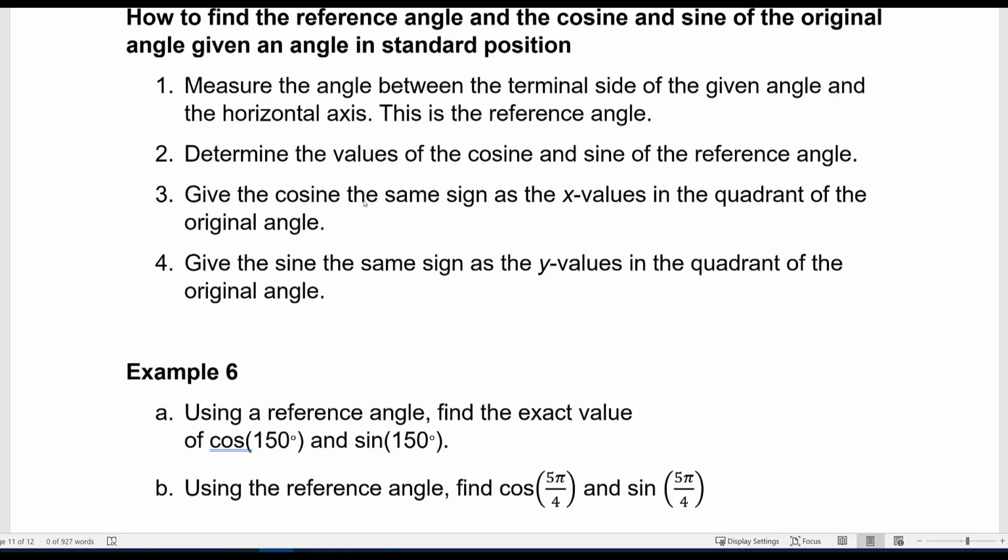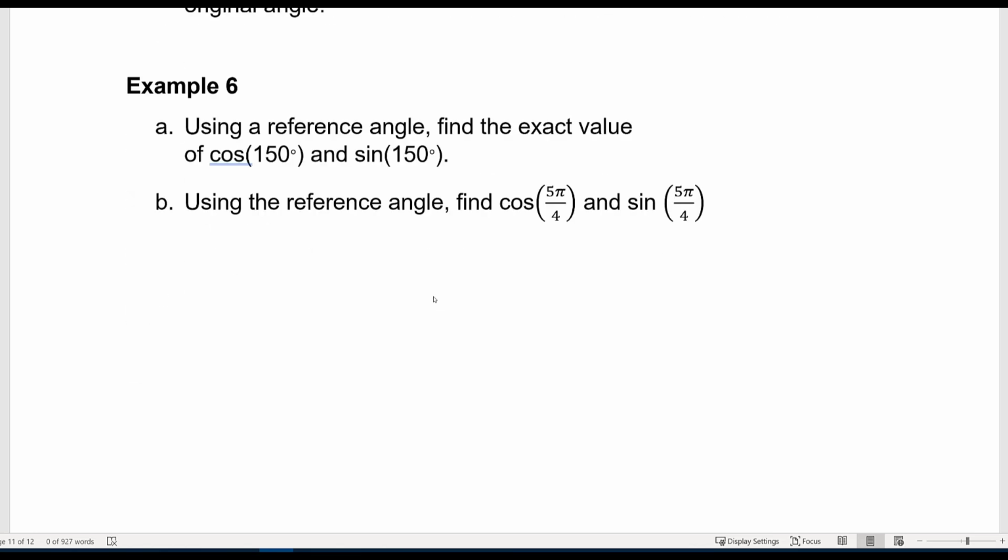Give the cosine the same sign as the x values in the quadrant. So if x is positive, it's positive; if negative, it's negative. And give the sine the same sign as the y values in the quadrant. So here we go. Using a reference angle, find the exact values of cosine 150 degrees and sine 150 degrees.